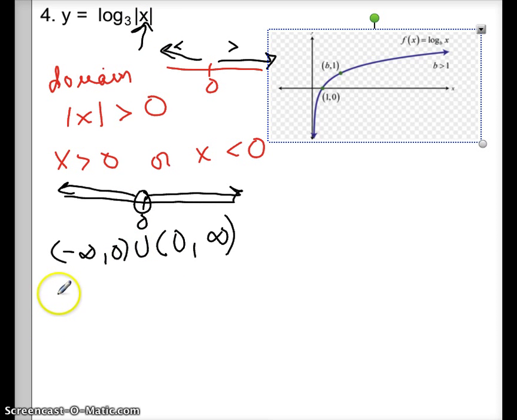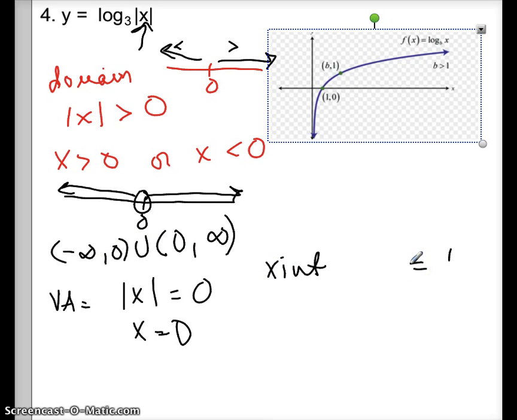Let's find the vertical asymptotes. Remember, for the vertical asymptotes, we set the horizontal portion of the function equal to 0. 0 is where the parent function's vertical asymptote is located. And to solve, it's just x equals 0. And that also corresponds to the domain. Lastly, our x-intercept of the parent function, you know, is equal to 1.